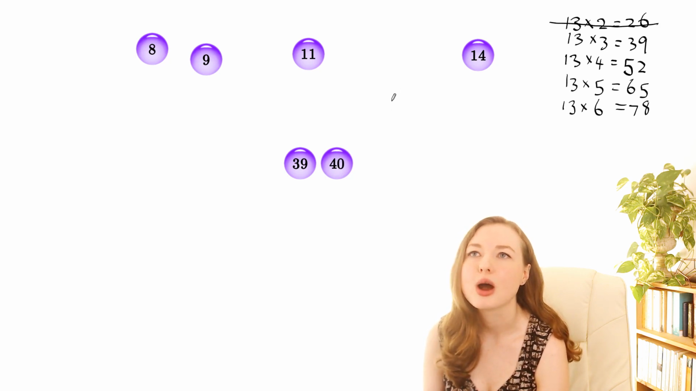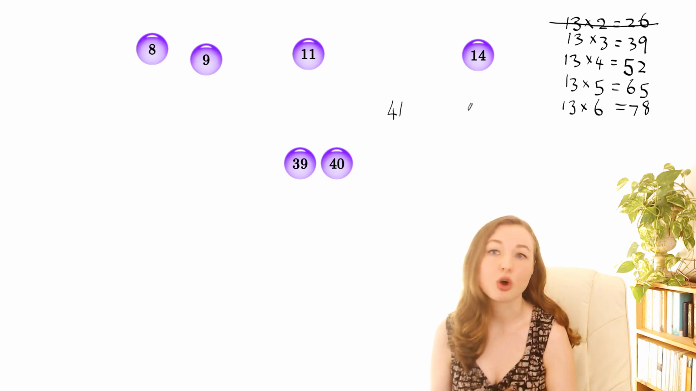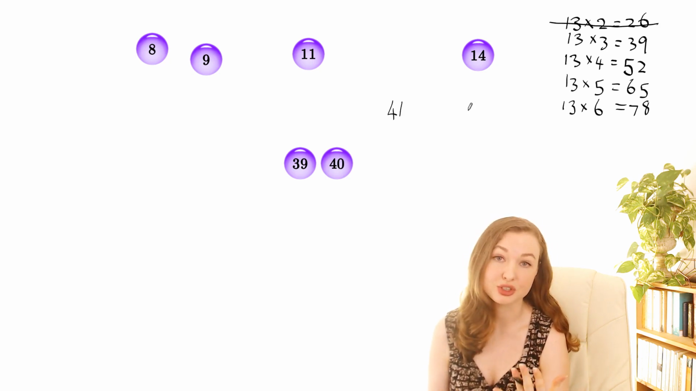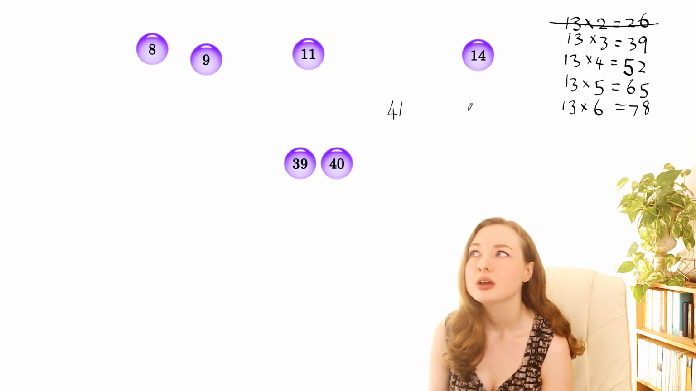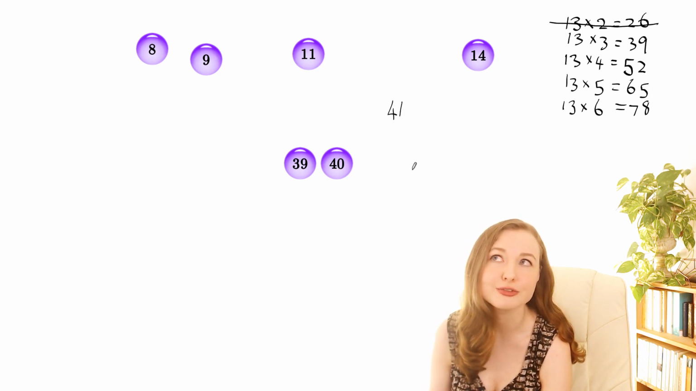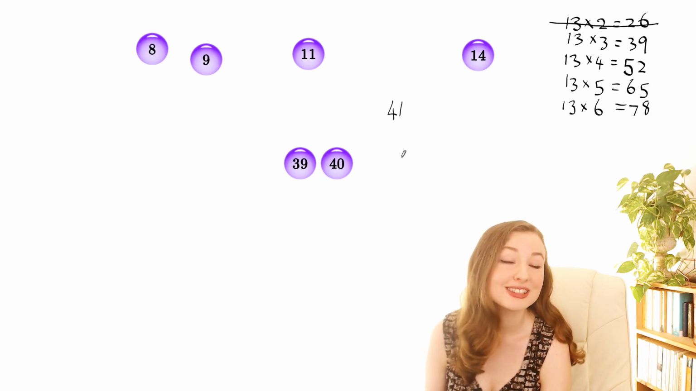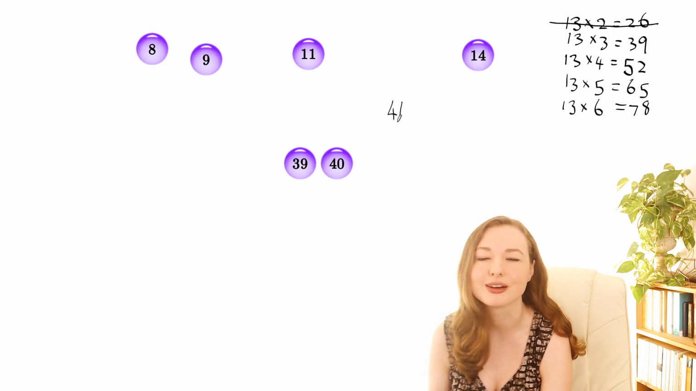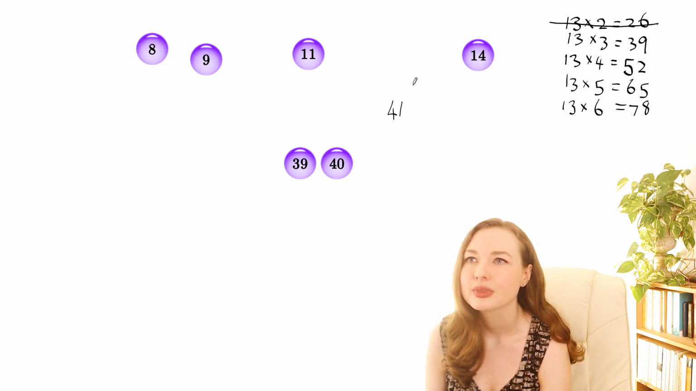What about 41? That's odd, so it's not divisible by 2. 4 plus 1 is 5, so that's not divisible by 3. It's not divisible by 5 because it doesn't end in a 0 or 5. It's not in the 7 times tables, so that one's actually prime again, and we can't make that out of any of the numbers we have there. So we can't do 41.